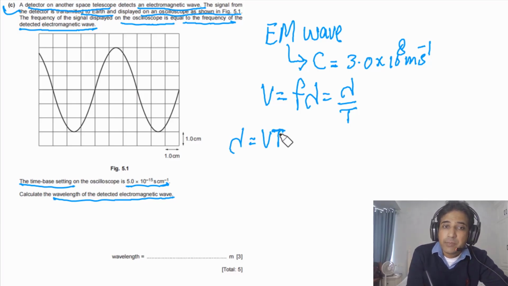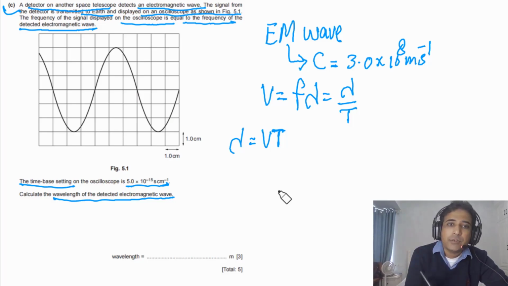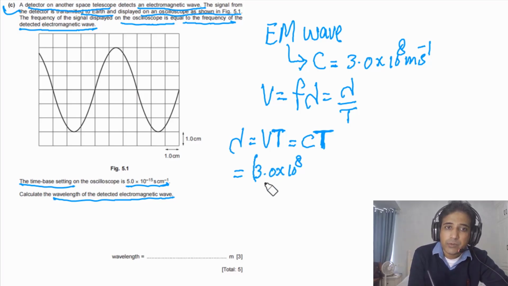This time taken is very important. This time taken has to be the time period, because we are talking about one cycle, the distance traveled by the wave in one cycle. So simply we can say this is c times T, and this T is the time period. If we have the value of the time period, we can find the value of lambda, and the value of c is 3.0 times 10 to the 8 meters per second. So we just need the value of the time period.